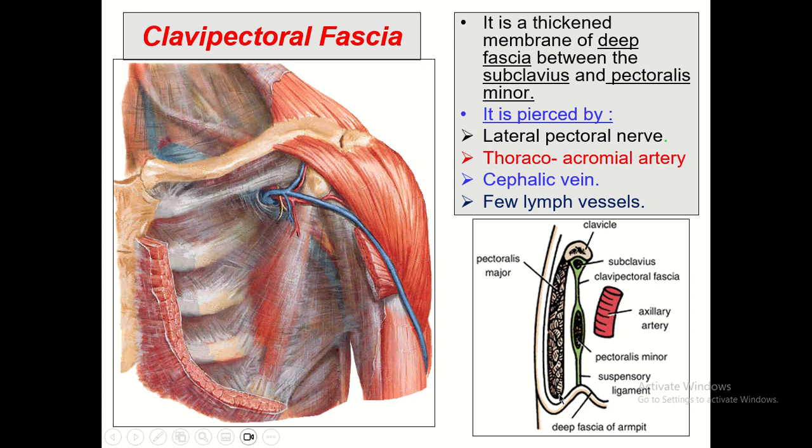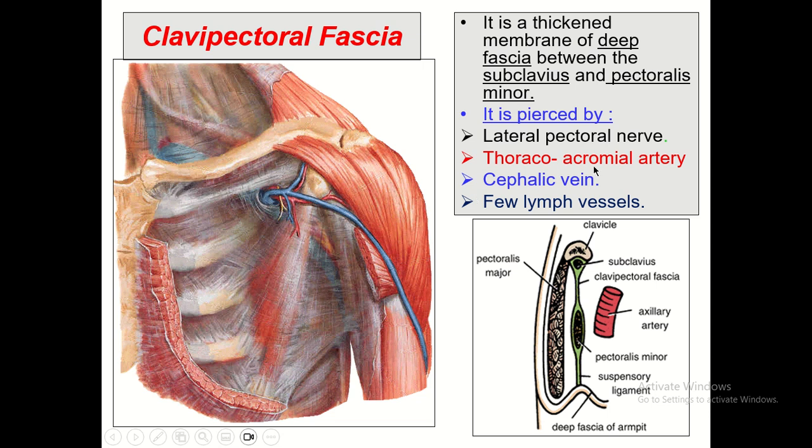To the floor of your axilla, or to the deep fascia of the armpit. So there are structures that pierce this clavipectoral fascia. They are very simple. There are just four of them. We will talk about it later. The cephalic vein, coming from the lateral portion of your upper limb, will pierce the clavipectoral fascia as it joins the axillary vein.